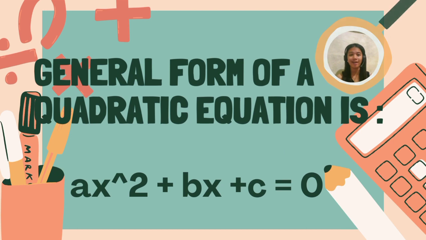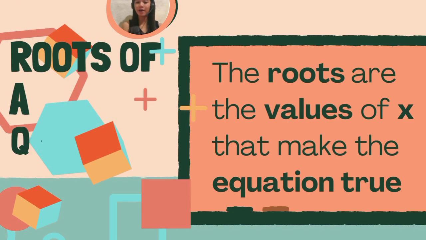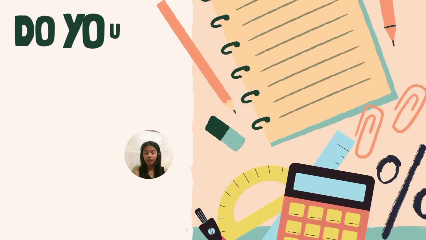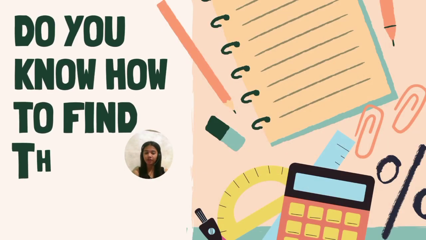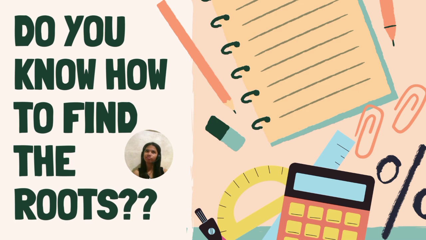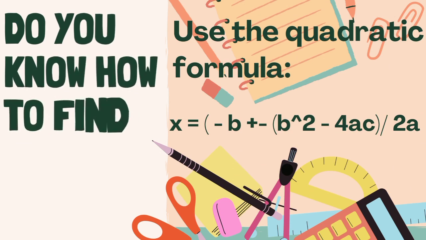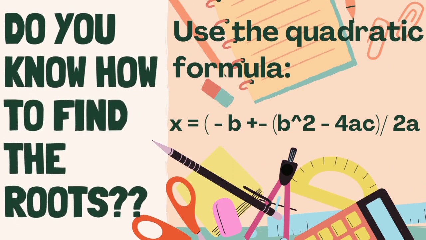and c are constants. Now let's talk about the roots of a quadratic equation. The roots are the values of x that make the equation true. In other words, they are the solutions of the equation. Do you know how to find the roots of a quadratic equation? That's right! We can use the quadratic formula. The quadratic formula is x equals negative b plus or minus the square root of b squared minus 4ac, all over 2a.